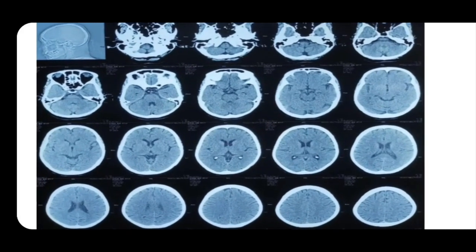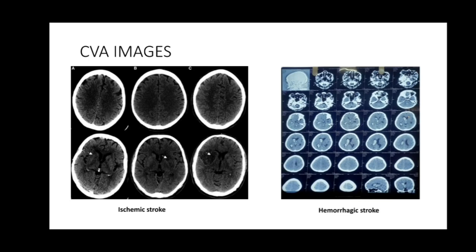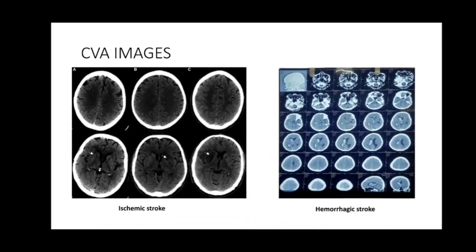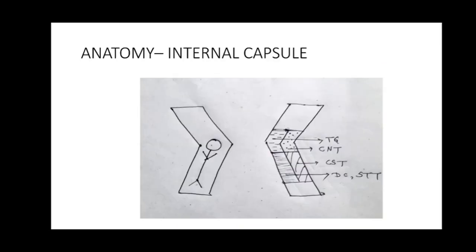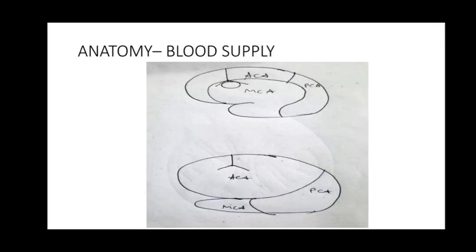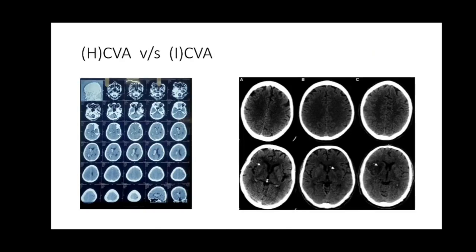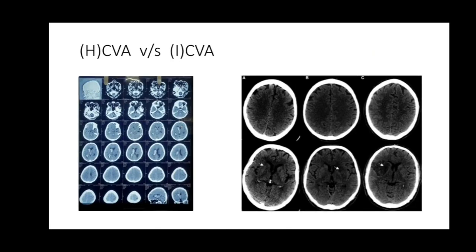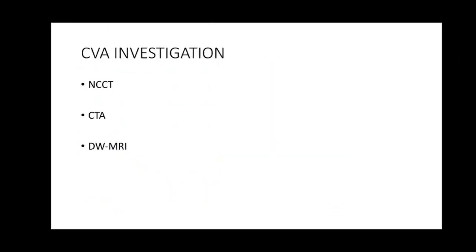Okay, this is normal slide, normal image. This is also normal. I have said this is ischemic stroke, this is hemorrhagic stroke. This is the normal anatomy. This is the sagittal section. This is the internal capsule. This is the blood supply of brain. This is the location wise lesion. Again, I have seen the hemorrhagic CVA and ischemic CVA difference, midline shift, CVA investigation, CVA treatment.